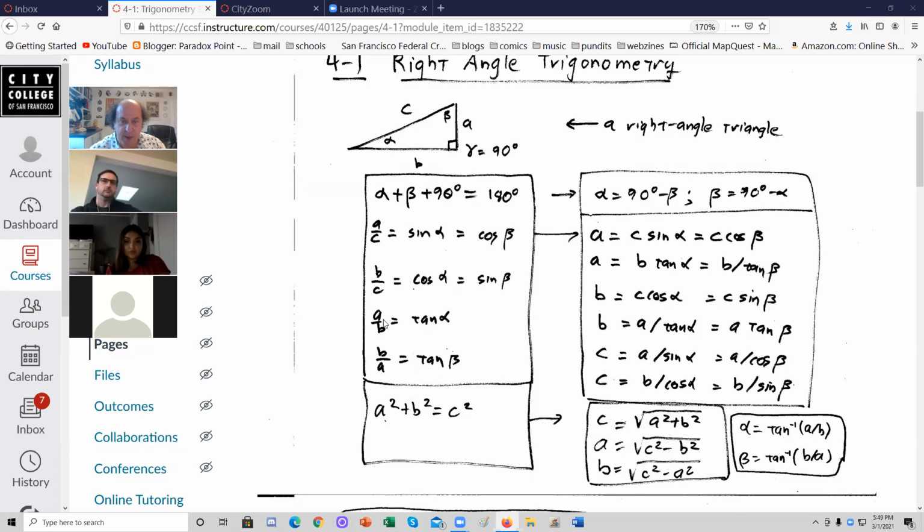Then, since A over B equals tan alpha, alpha is the arctangent of A over B. B over A is tan beta, so beta is the arctangent of B over A. Have we covered arctangents yet? Not yet. In some sense this is an unfair question, but we'll get to it in a couple of sections.